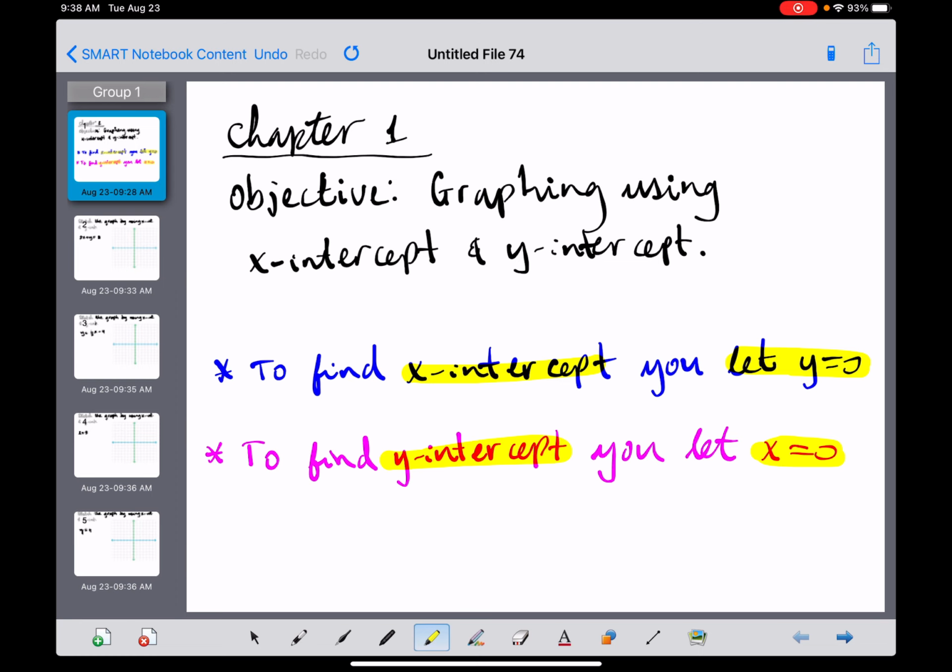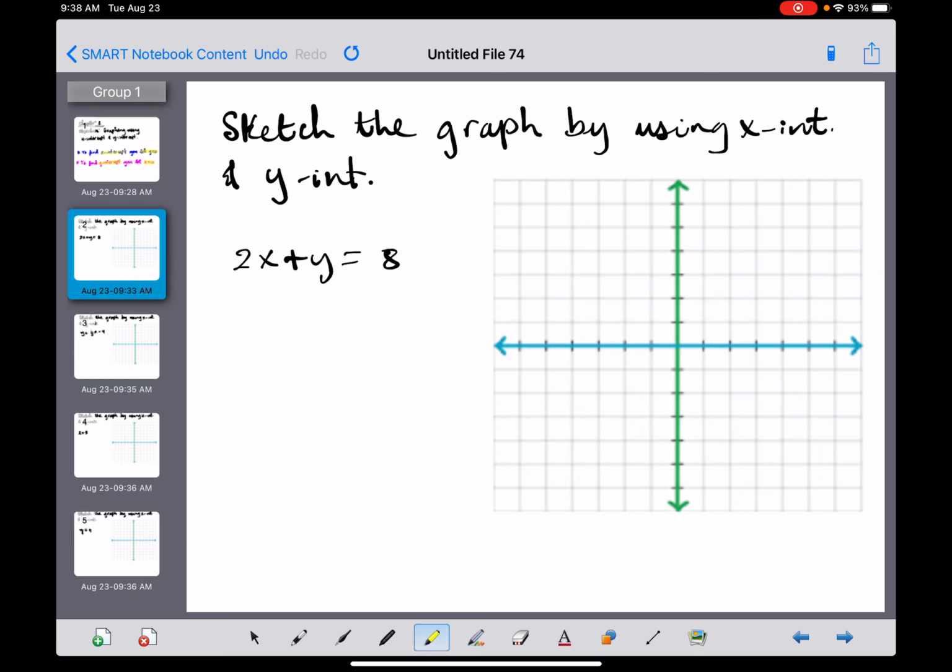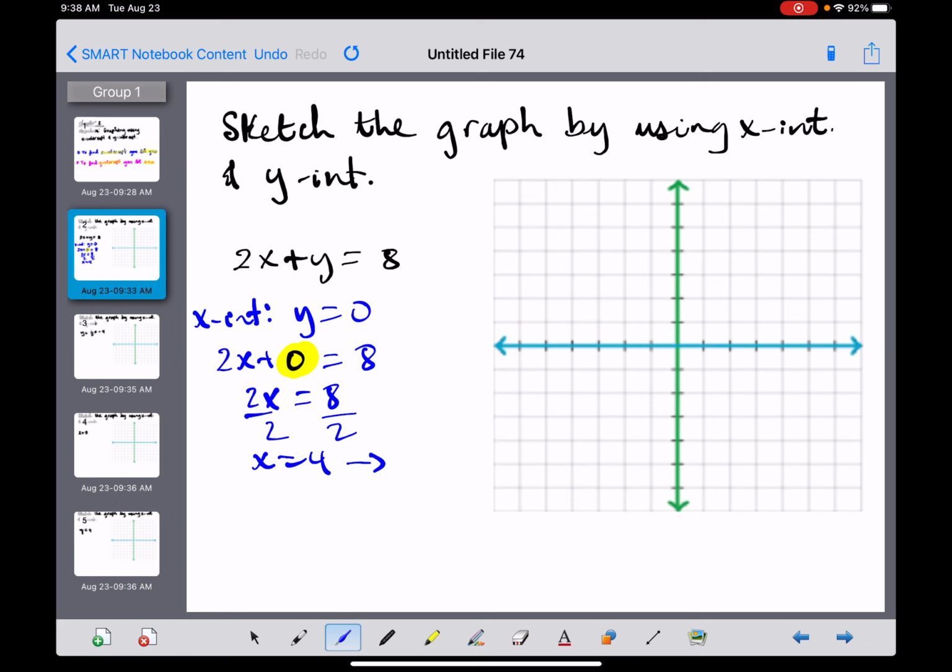Okay, so let's look at number 1. Sketch the graph by using the x-intercept and y-intercept method. So step 1, we're going to follow the rule. We're going to find the x-intercept first. So to find the x-intercept, we let y be 0. Okay, so right here, 2x plus, that means for the y part, we plug in 0, equal to 8. So this part right here, we just substitute in 0, okay? So 0 we ignore, copy down the rest, and then divide both sides by 2, x equal to 4. So that means my x-intercept is (4, 0).